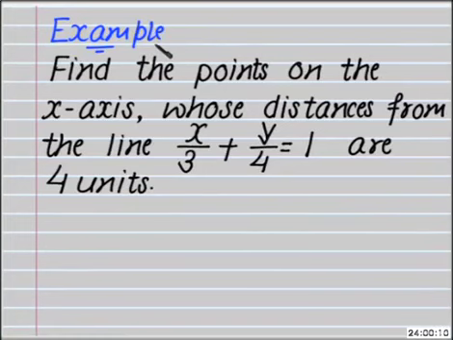Now let's see another example. Find the points on the x-axis whose distances from the line x upon 3 plus y upon 4 equal to 1 are 4 units.